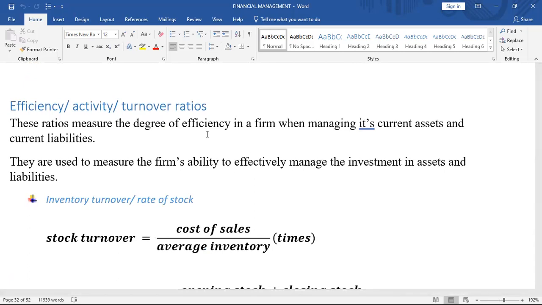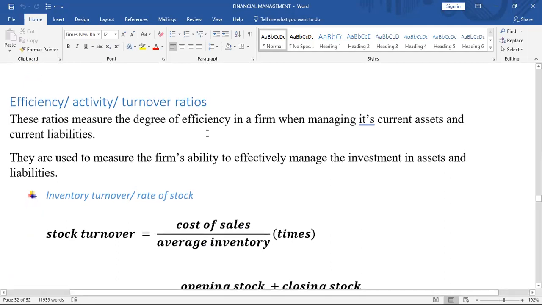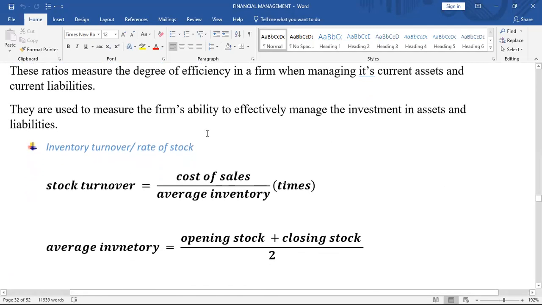And we are saying that they measure the degree of efficiency in a firm when managing its current assets and current liabilities. And we are saying that they are used to measure the firm's ability to effectively manage the investment in assets and liabilities. So in that case, let us just look at inventory turnover.